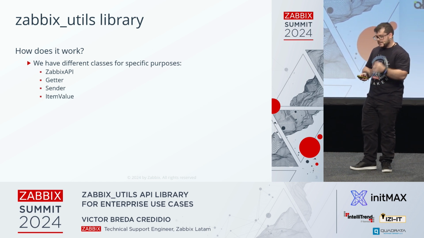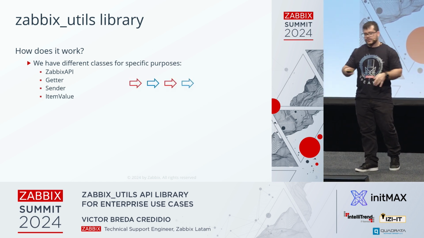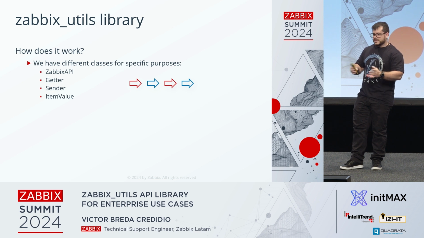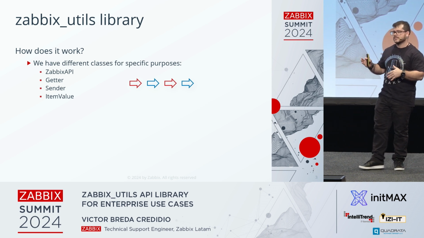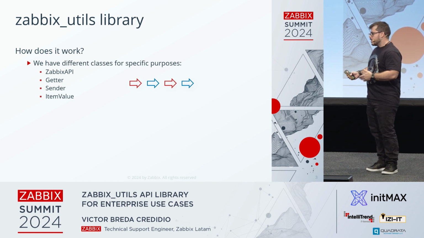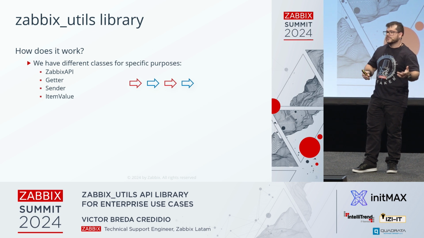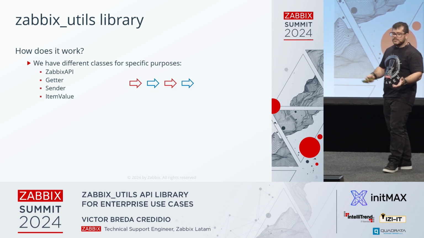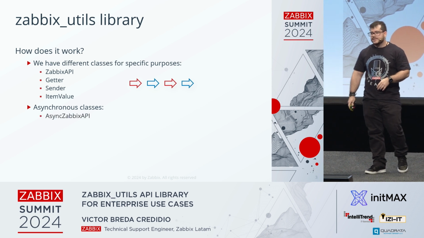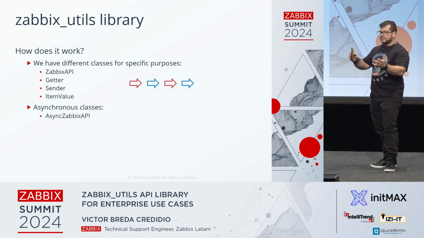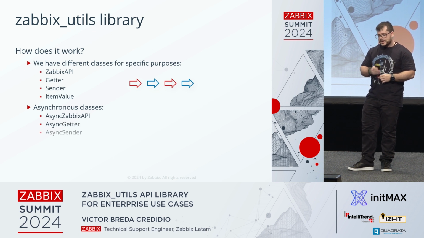But there's one specific thing about these 4 guys here. Basically, the first 3 work like this. As you can see, it's a sequence. They work in a synchronous mode. And you may be thinking, we have Zabbix 7.0, and we now have asynchronous data collectors. What about the Zabbix utils? Well, we also have this. No surprise here.